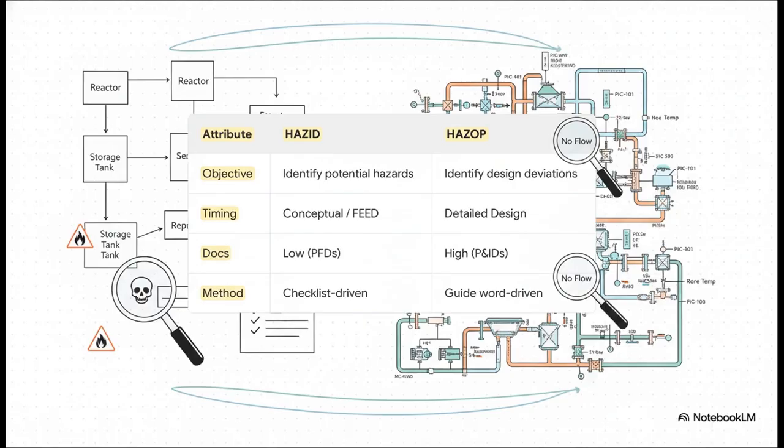Just look at the documentation row. HAZID is the broad, high-level screening tool you use early on when you only have PFDs. Its job is to spot the big picture hazards. HAZOP, on the other hand, is the focused, systematic verification tool. You use it late in the design, and it requires those detailed P&IDs to analyze every potential deviation, right down to the individual node level.